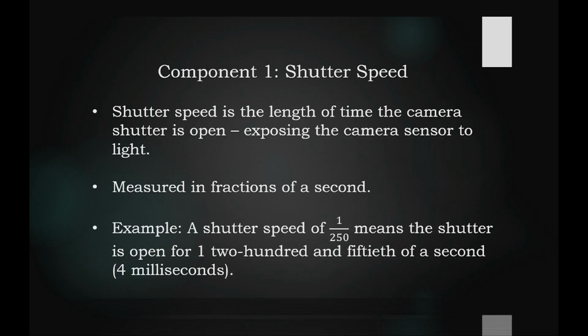So the first component is shutter speed, and this is really just how long the shutter on the camera is open for. So the longer that it's open, the more light is going to be let in, and the shorter amount of time that it's open, the less light that's going to be let in. So these are measured in fractions of a second. So for instance, 1/250 means it's open for 1/250th of a second, so really quick. And actually they can be a lot faster than this, which is really only 4 milliseconds.